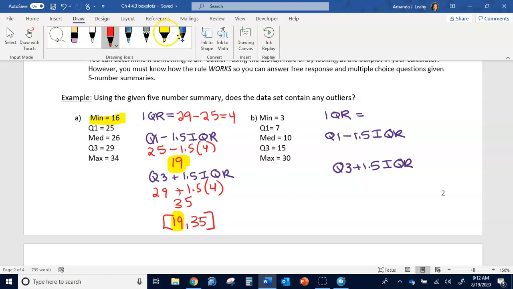On the other end of this data, we have a maximum of 34, and this value goes up to 35. So if the biggest number is 34, there's not going to be anything bigger than 35. All right, so here I go. So what do I know? I know there is at least one low outlier of 16, and there may be more. Okay, so I know this, and I also know that there are no high outliers.